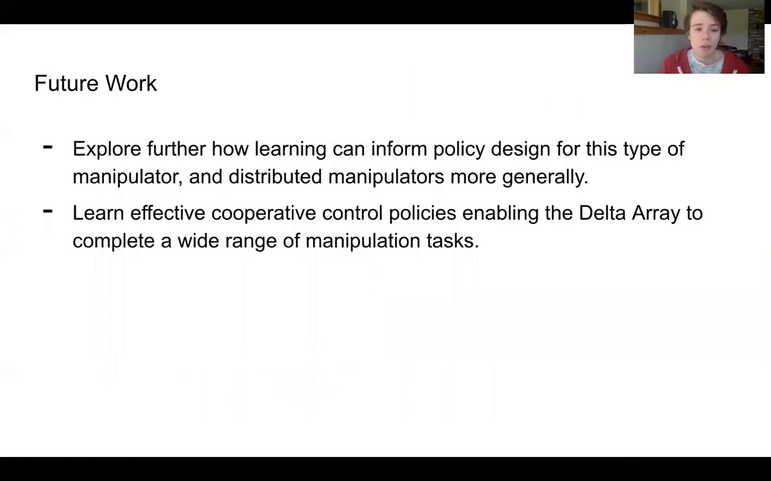Based on what we've learned, our next step would be to explore further how learning can inform policy design for this kind of manipulator. Particularly for distributed manipulators, how can we incorporate the idea of all these individual deltas cooperating to learn policies for translation or rotation, or even incorporating more advanced behaviors like being able to use some deltas as a wall, or incorporating 3D manipulations like grasping or flipping.